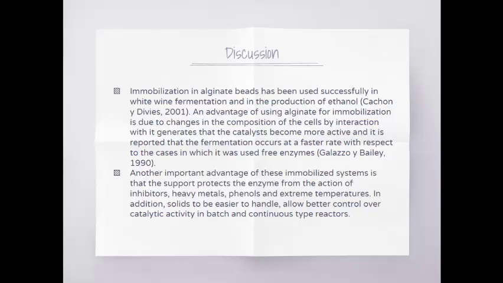Discussion: immobilization in alginate beads has been used successfully in white wine fermentation and in the production of ethanol. An advantage of using alginate for immobilization is due to changes in the composition of the cells. By interaction with it, the catalysts become more active, and it is reported that the fermentation occurs at a faster rate with respect to the cases in which free enzyme was used.